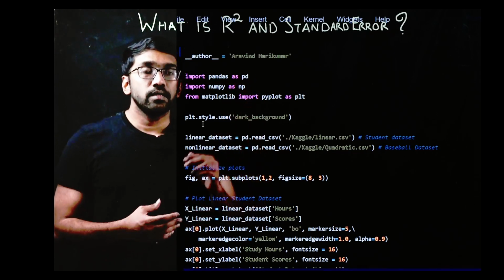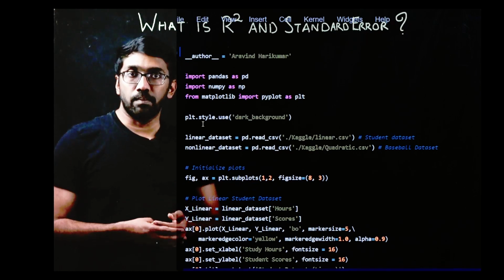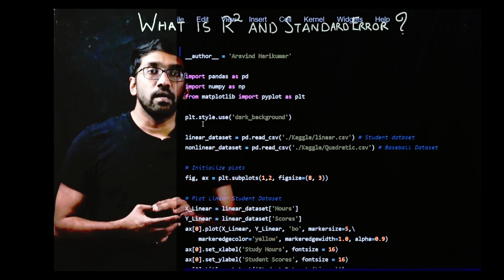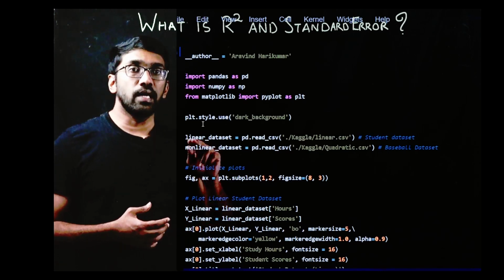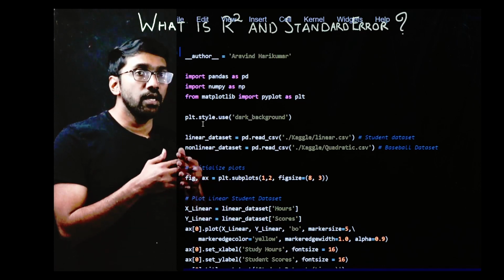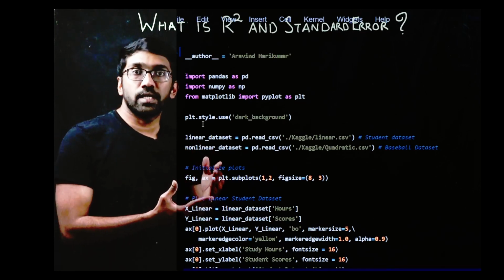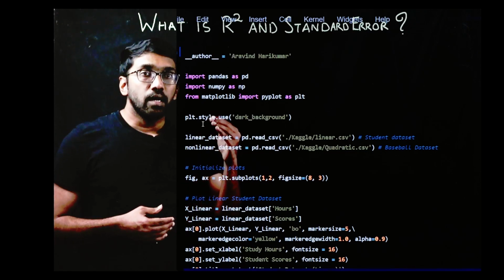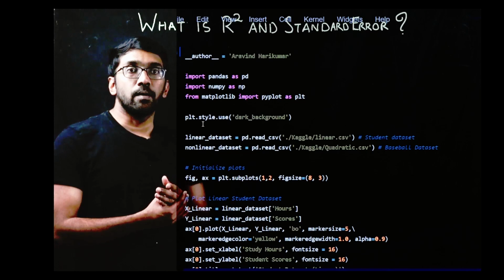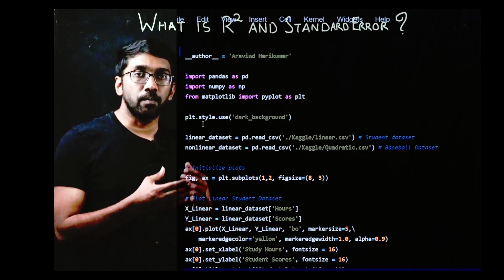The first few lines in the code are for importing the necessary libraries, which include pandas, numpy, and matplotlib. And further, I'll be importing the necessary datasets, which include the linear dataset, which is similar to the one that we used in our example, which contains student marks and student study hours. And we also have a nonlinear dataset, which in this case is a baseball dataset where we look at the hit distance based on the hit angle.